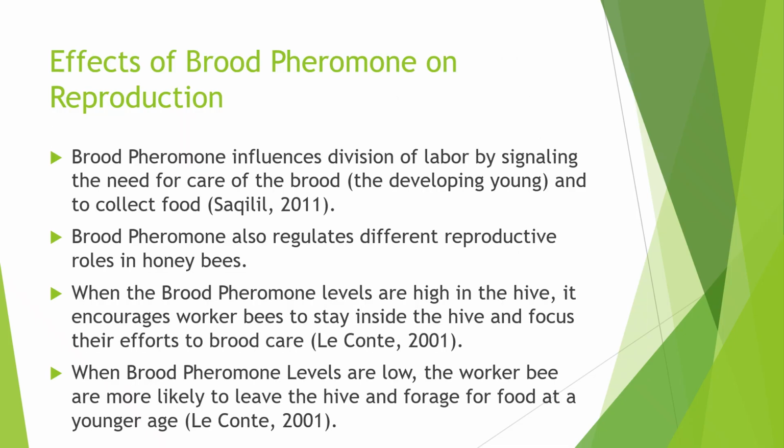So let's talk about the effects of brood pheromone on reproduction. Brood pheromone influences the division of labor by signaling the care for the brood, which in honeybees is the developing young. Almost think of it like the cocoon for a honeybee. And it also signals for the honeybee to collect food. Brood pheromone regulates many different reproductive roles in honeybees.